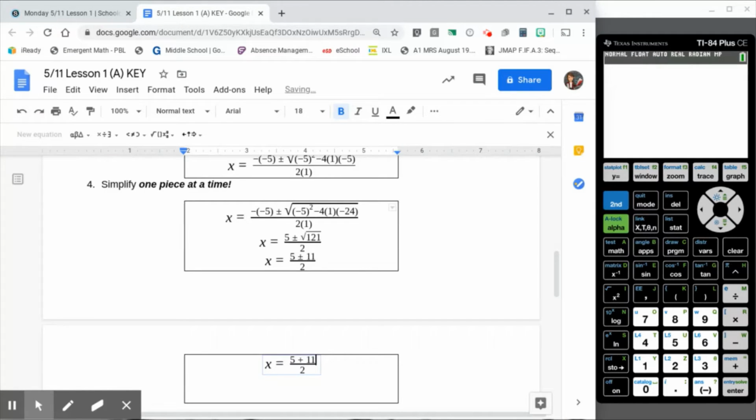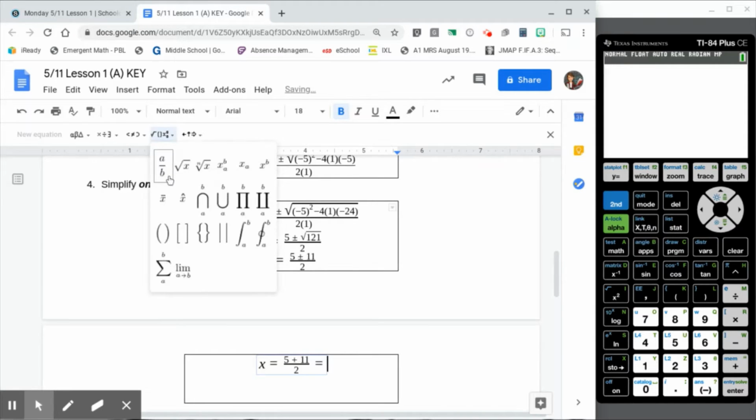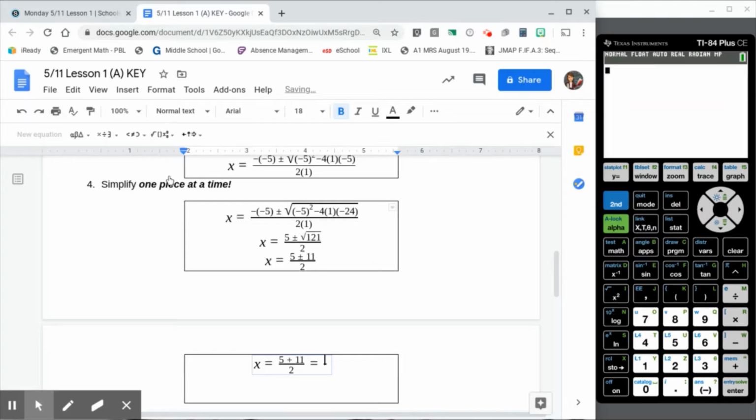So 5 plus 11 divided by 2. So I'm going to set up a fraction. You don't have to if you can do it in your head, but 5 plus 11 is 16 over 2. And 16 divided by 2 is equal to 8.